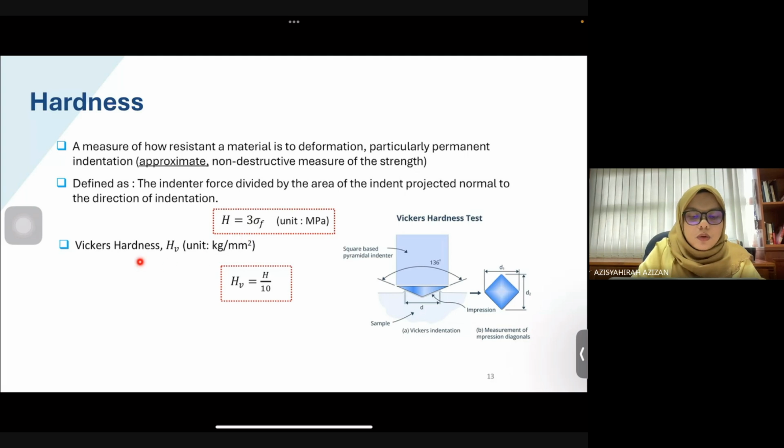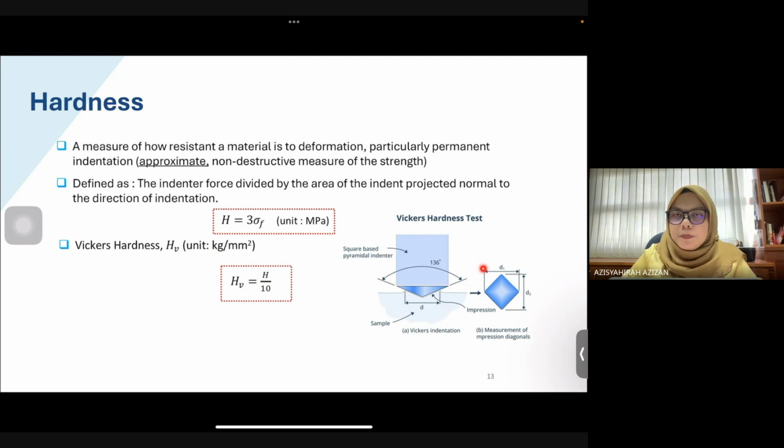And we also have Vickers hardness, right? For Vickers hardness, the unit is kilogram per millimeter squared, right? We can obtain it based on this equation, okay? The hardness value, this H, divided by 10, right? So this is the Vickers hardness test, right?